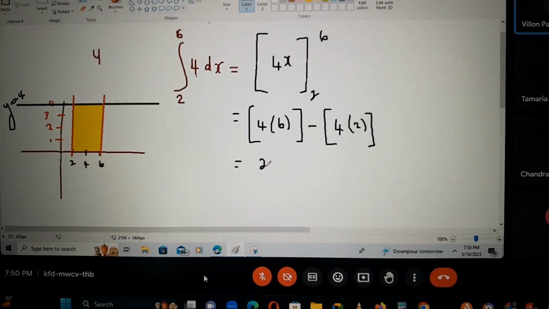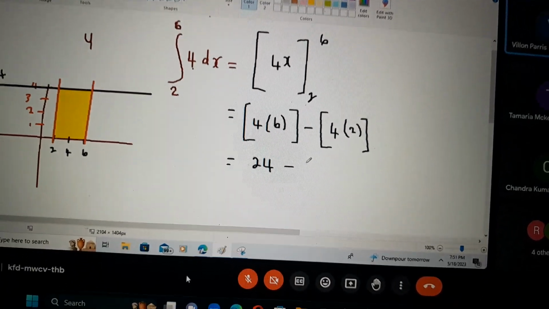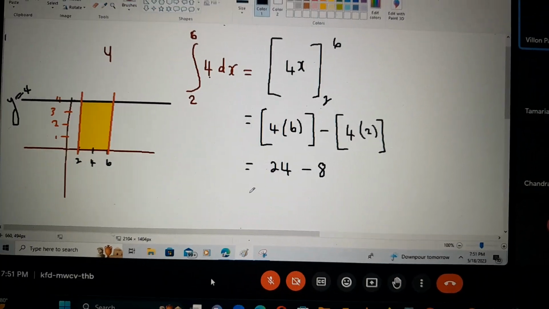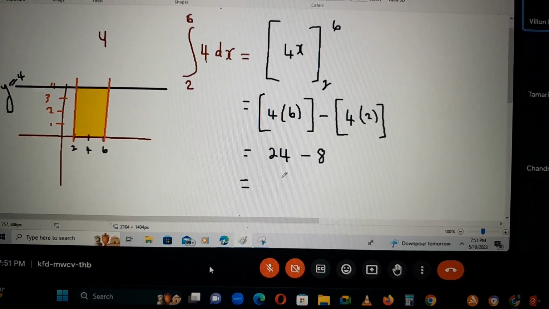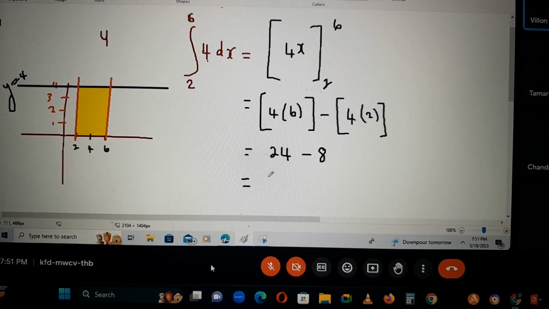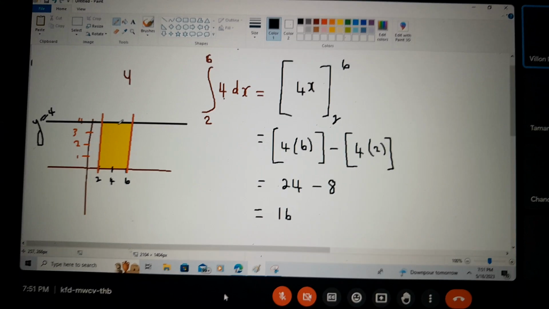4 times 6 is 24, minus 4 times 2, 8, and 24 minus 8 gives us 16. So let's look at this rectangle now.